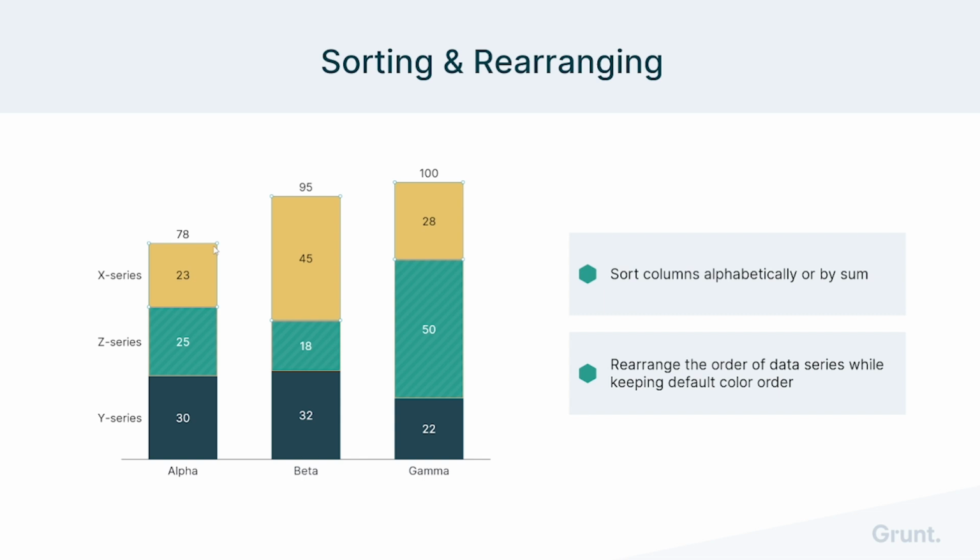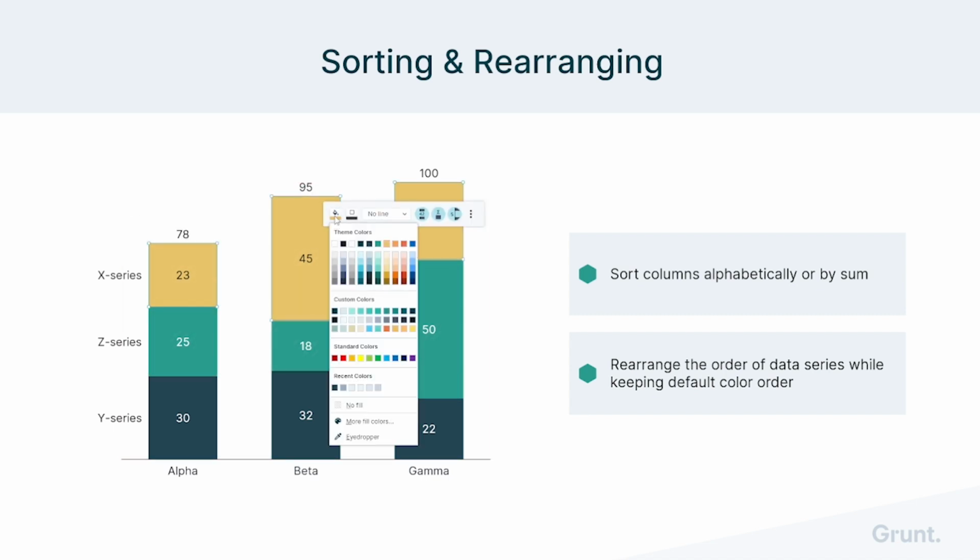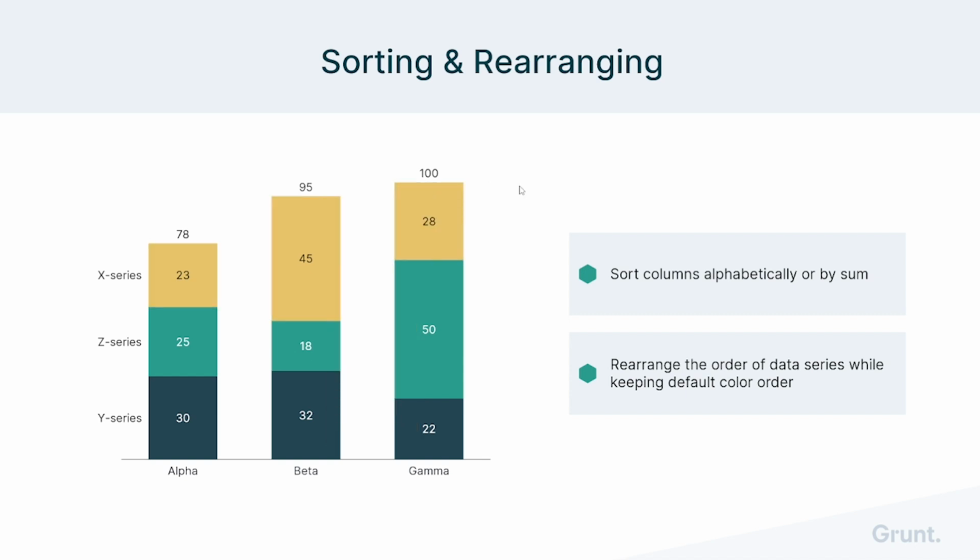However, if you do want to make specific changes to a series color, you can always do that by selecting a series and changing it here. That will of course break your default color scheme, but the option is yours if you'd like to do so.